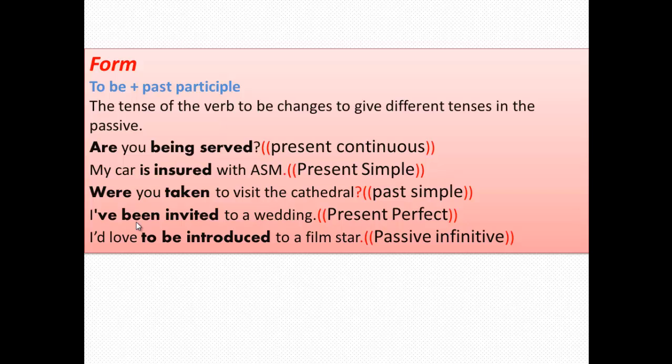The next one: I'd love to be introduced to a film star. Here after to we have to put an infinitive verb, and the infinitive of the verb to be is be. I'd love to be, then we put the past participle of the normal or ordinary verb: introduced.